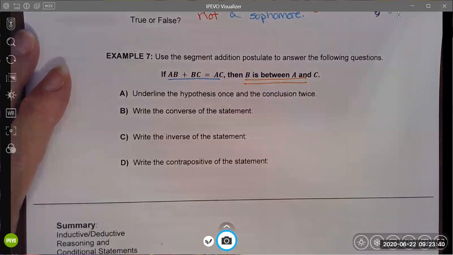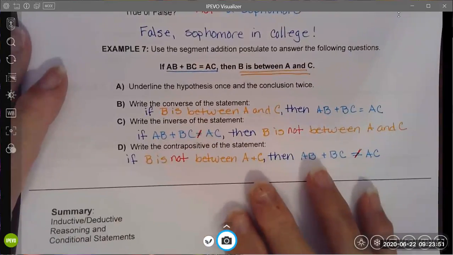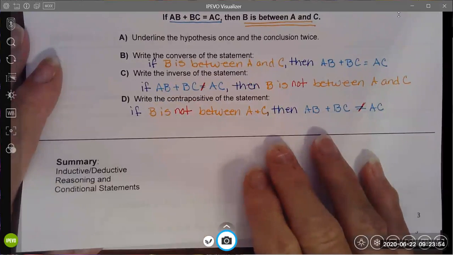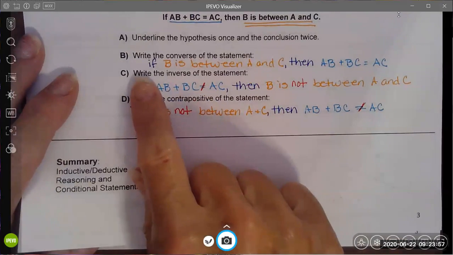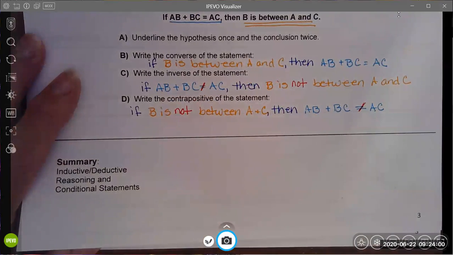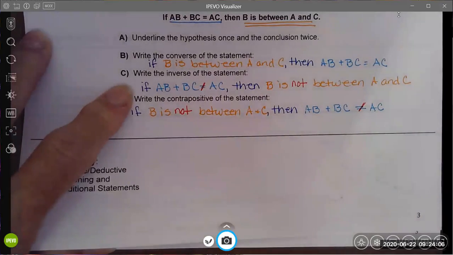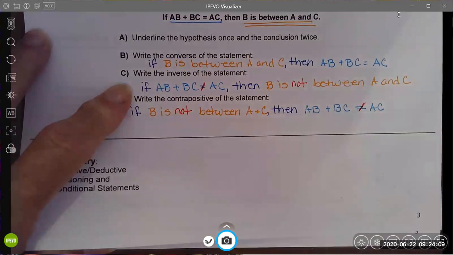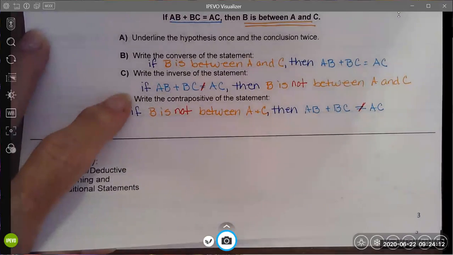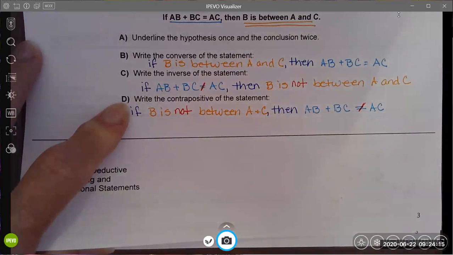And then I task you with writing the inverse, the converse and the contrapositive of those. I am going to be lazy and show you my example that is already done. And I went ahead and wrote them. The converse would be, if B is between A and C, then AB plus BC equals AC. The inverse goes back to the original condition and says if AB plus BC does not equal AC, then B is not between A and C. And lastly, the contrapositive, if B is not between A and C, then AB plus BC does not equal AC.